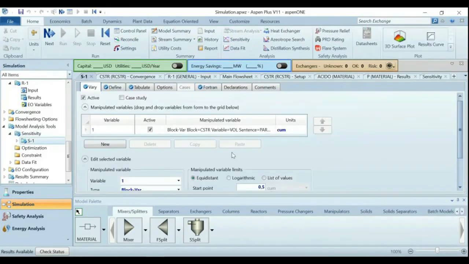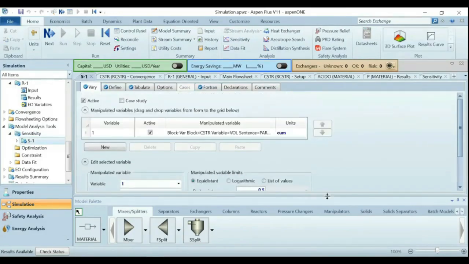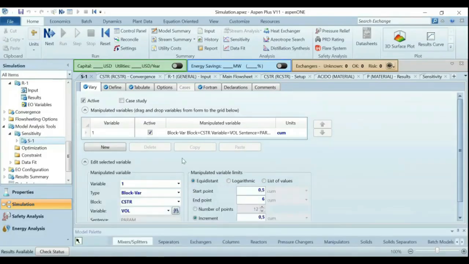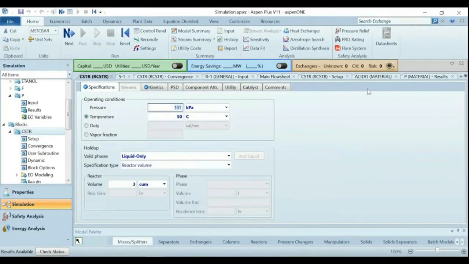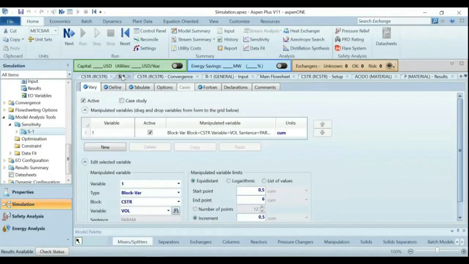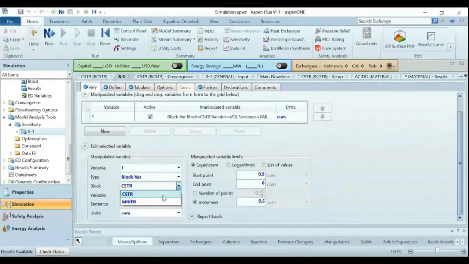Okay, as we did in the previous case, this case will be named 1. Here we are going to vary, as a block variable, the volume of the CSTR. Okay, so we are going to define it here as a block variable because it's a variable present in the block of the model CSTR, a variable that normally we specify inside the model. Inside this block, it's not specified in the stream. For example, that would be a stream variable.